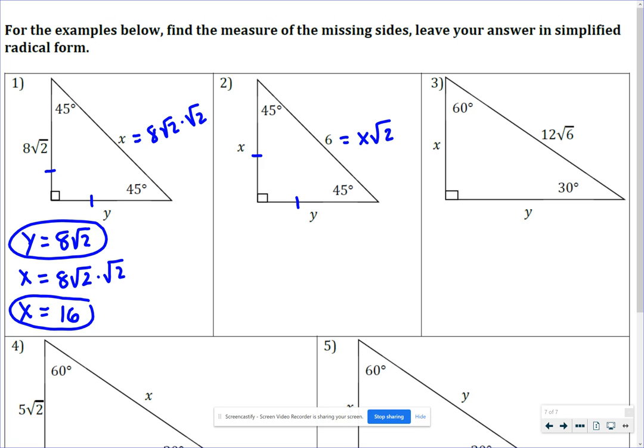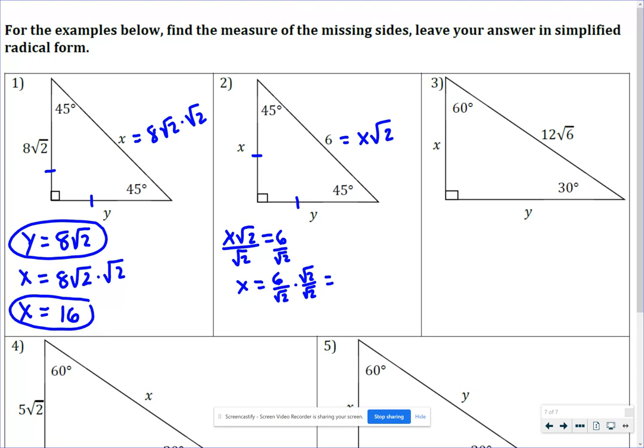And I could use the y just as easily, right? So I have x square root of 2 equals 6. I'm going to divide both sides of that equation by the square root of 2. So notice, if I have the hypotenuse, divide the hypotenuse by the square root of 2, we get the x value. Now we're going to rationalize that denominator because it's a good idea. You don't like having radicals in the denominator. So remember how we do that.